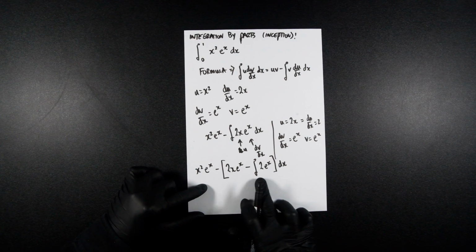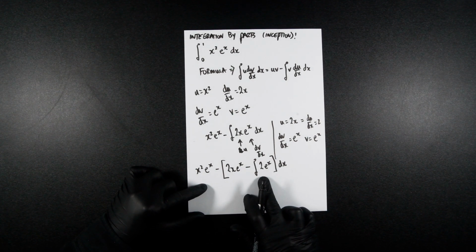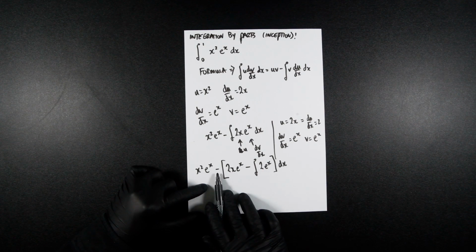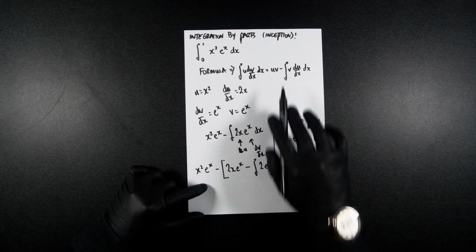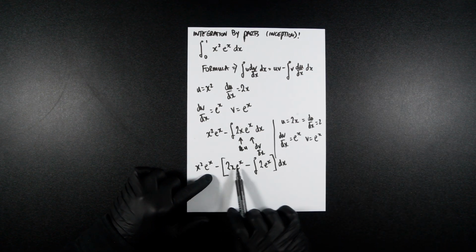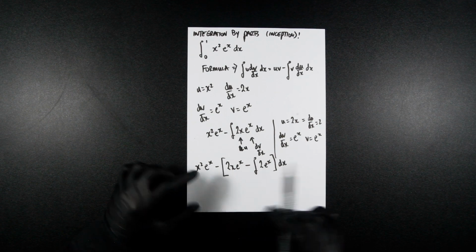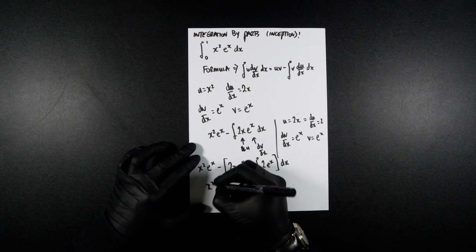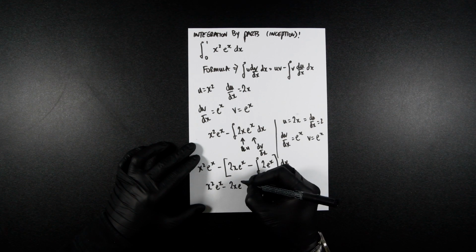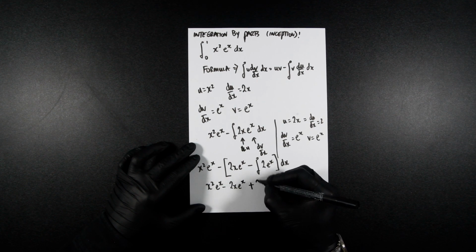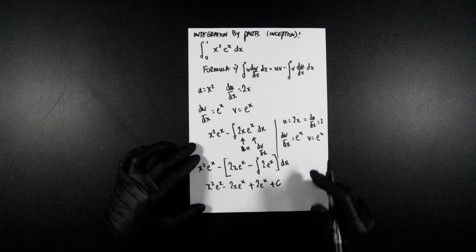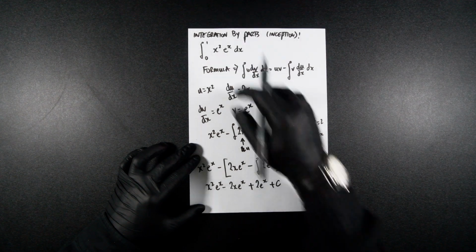Now, we integrate this again. However, we know that that integrated is just 2e to the x. We have a negative outside of the brackets because uv minus the integration of everything is there. So we must apply this negative value in. So you're going to get x squared e to the x minus 2x e to the x plus 2e to the x plus c.